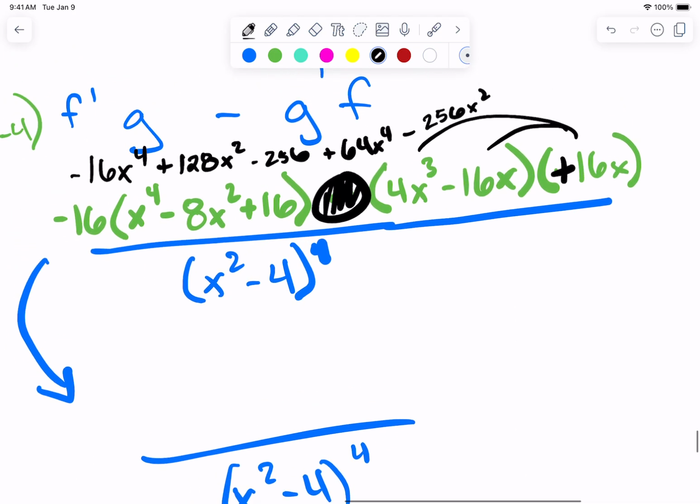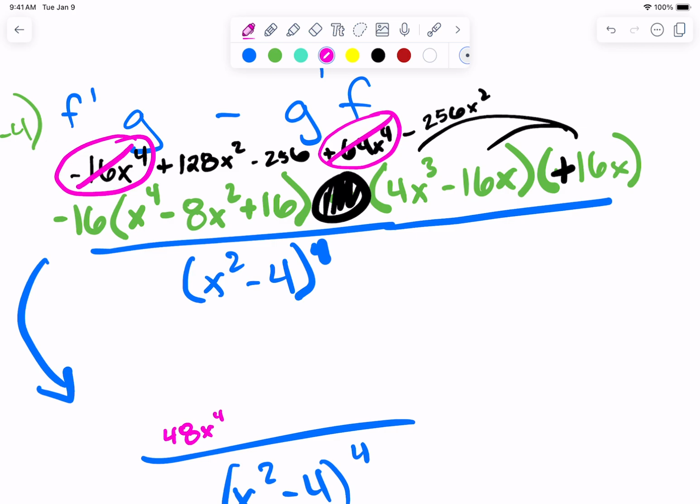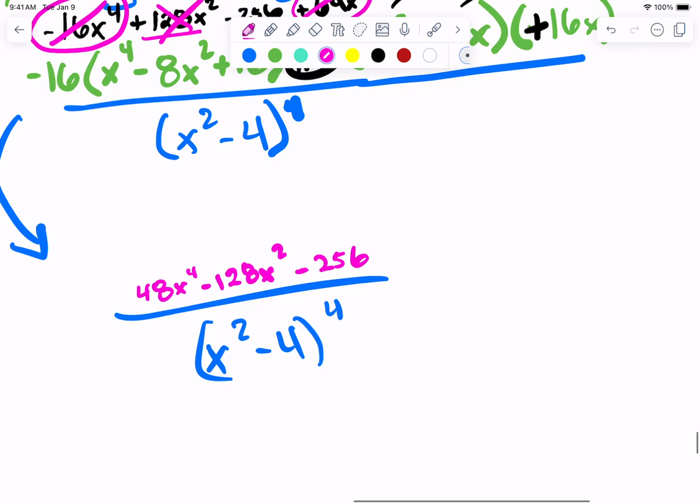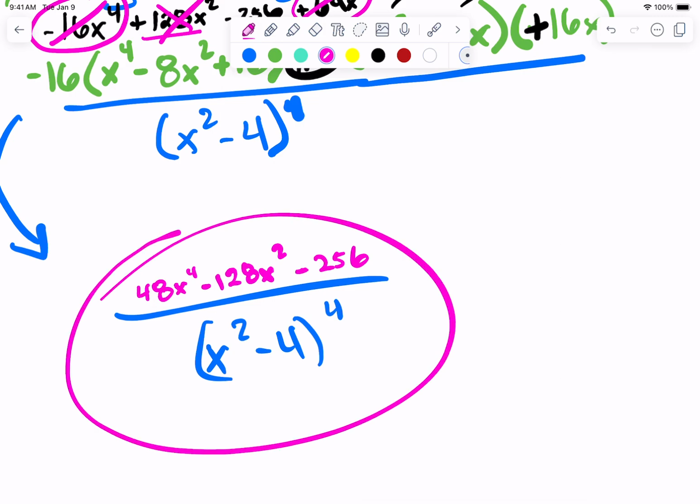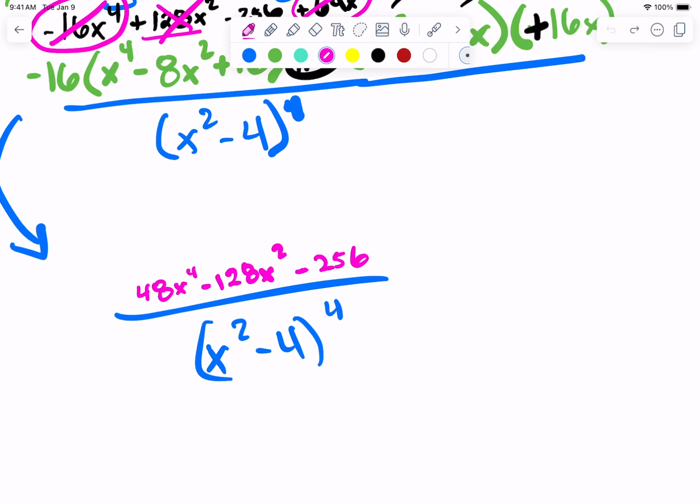All right, let's put stuff together here. I have negative 16 and plus 64, which is 48x to the 4th. Now this and this: what's 128 minus 256? Negative 128x squared. Minus 256. Okay, now what is this right here? That's the second derivative.